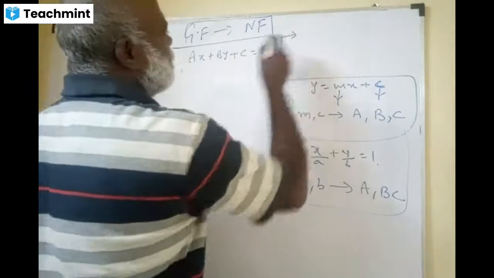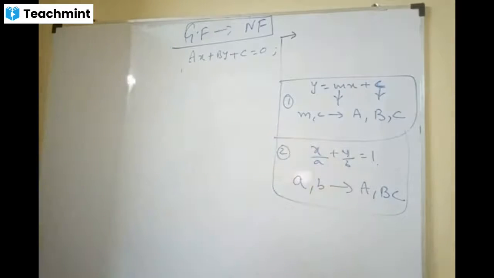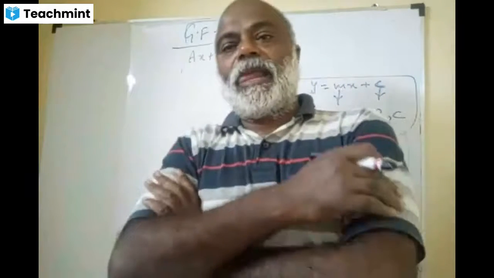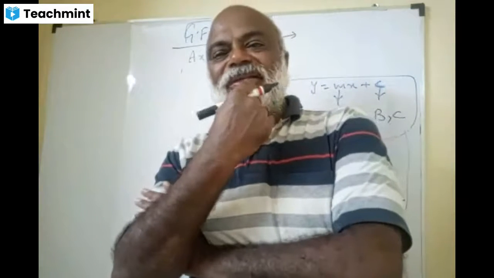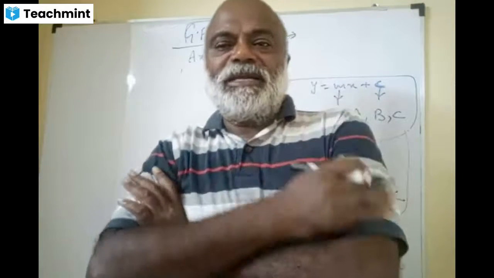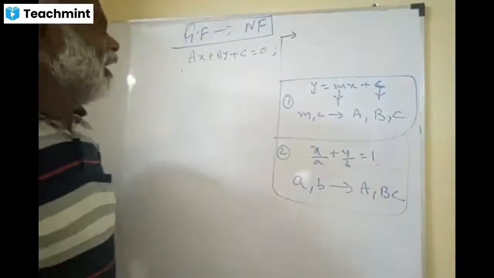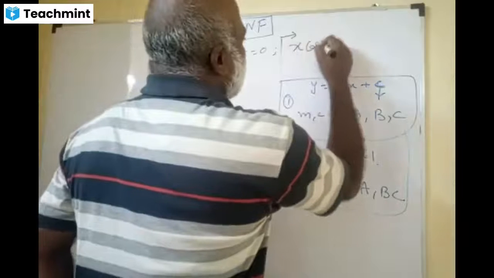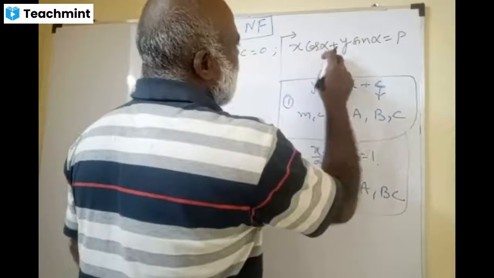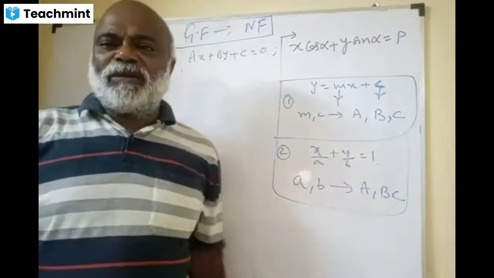Can anybody tell me what normal form is? Equation of a normal form. Anybody, general? We have done, right? Normal form. Yes, x cos alpha plus y sin alpha equal to p. Brilliant. X cos alpha plus y sin alpha equal to p. What does p stand for here?